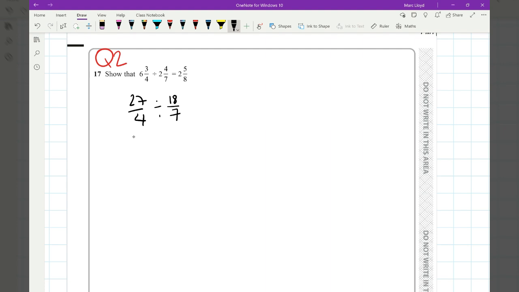Okay, so keep, change, flip. Keep, change that for a times by, flip the other number. Now, before I start multiplying, I can cross divide here. 27 and 18 will both divide by 9. So I can start to cancel this as I go. So that's going to be a 3 and that's going to be a 2, which makes the multiplication a lot easier. 3 times 7, 21. 4 times 2 is 8. 8's into 21, going twice with a remainder of 5, and we've done it.